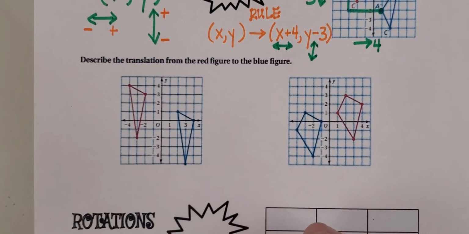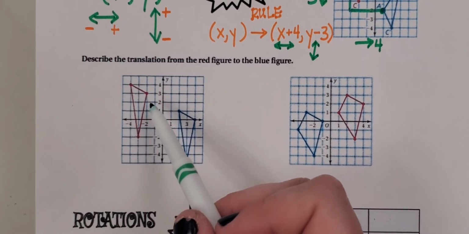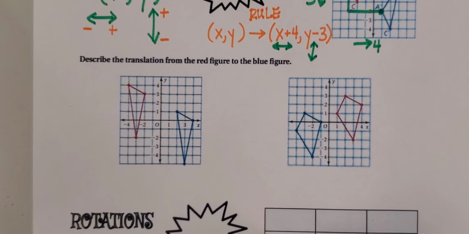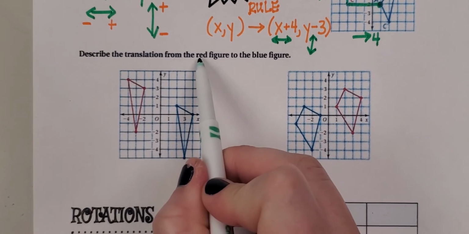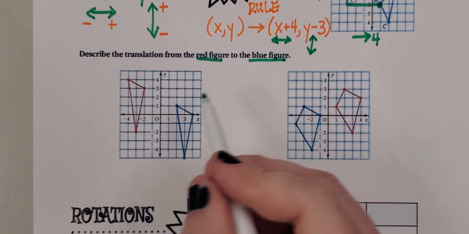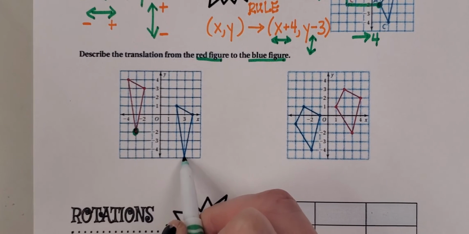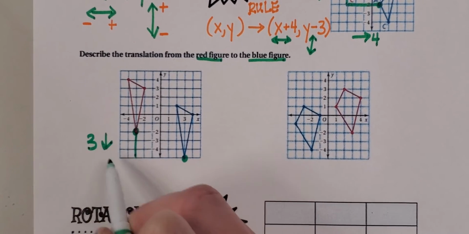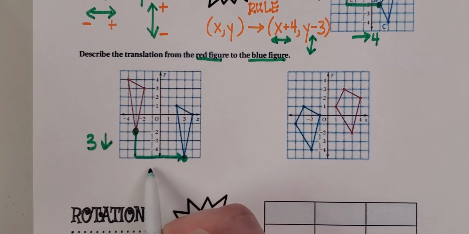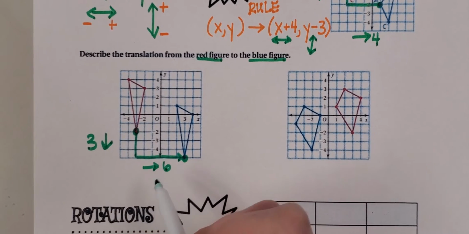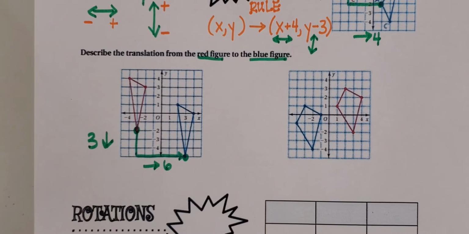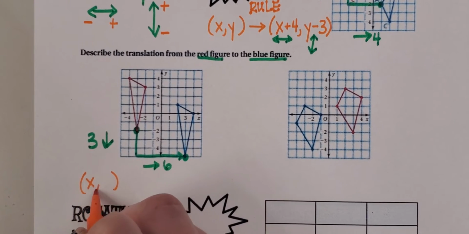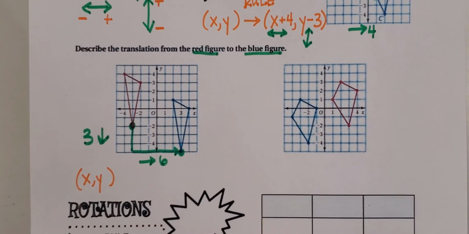All right, so hopefully you had a chance to go through this and determine the rule. So to go from the red figure to the blue figure, if I identify this point would map to this point, so I would be going down 3 units and to the right 6 units. So hopefully you got that information, and now we're going to actually have to put that in a rule and write it in the actual mathematical rule.